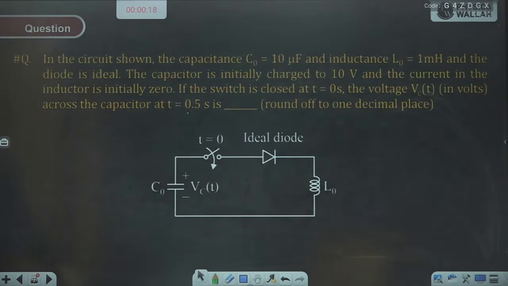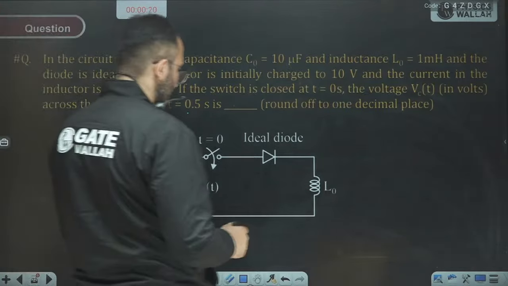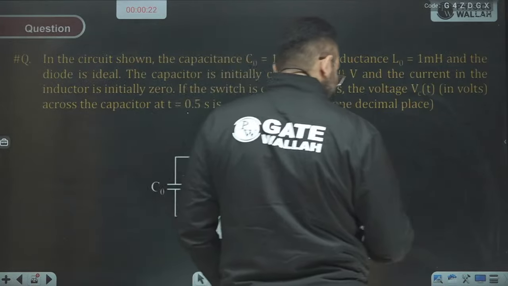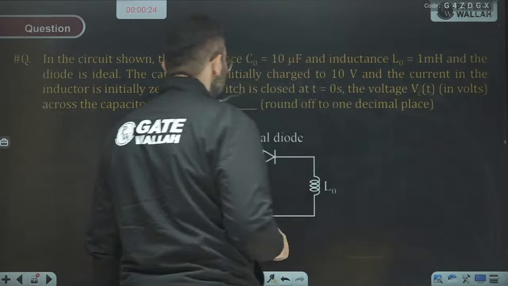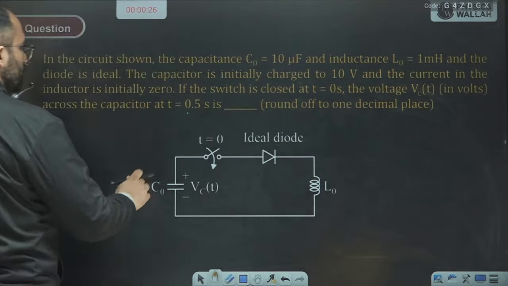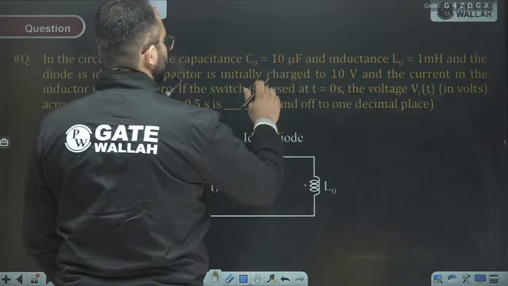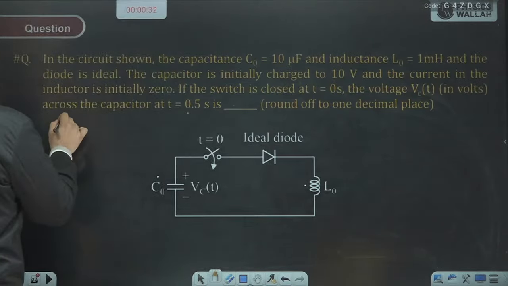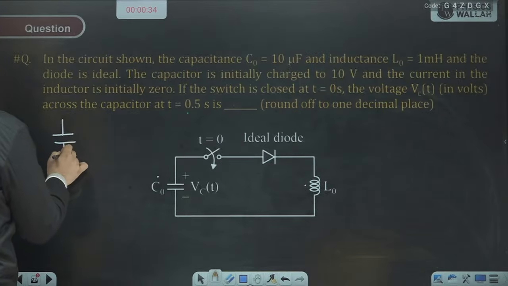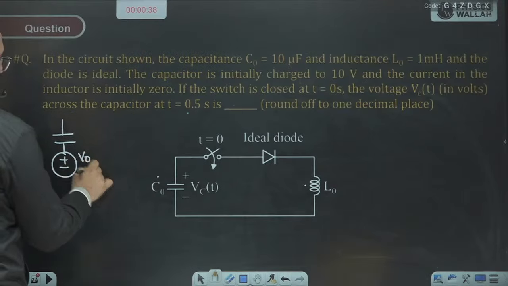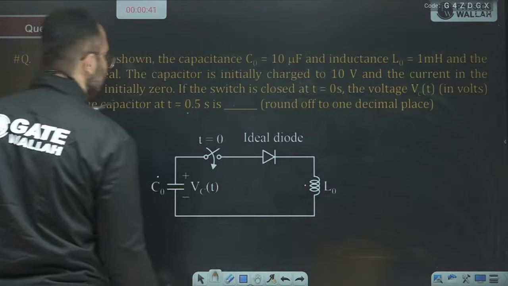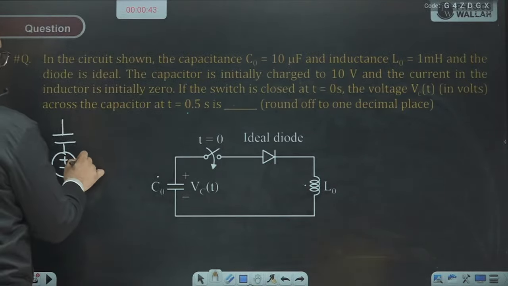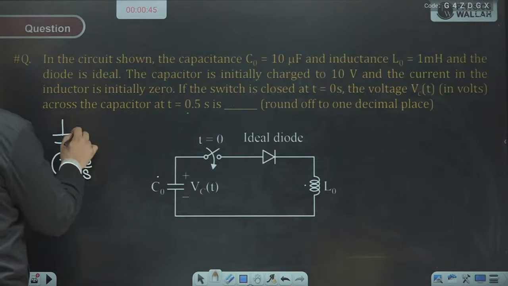Okay, so let's try to do this. A very simple question, dosto. First of all, a capacitor and inductor are there. Capacitor is 10 microfarad. The capacitor is charged. So we know that a charged capacitor can be written like this: V0 upon S, so it is 10 upon S, and the capacitor impedance is 1 upon SC.